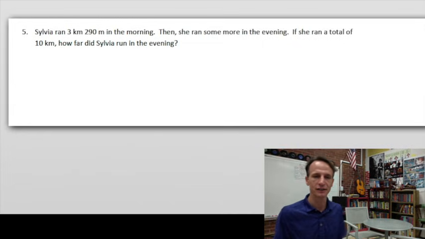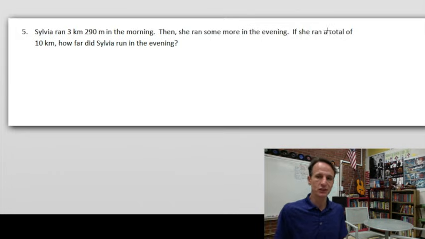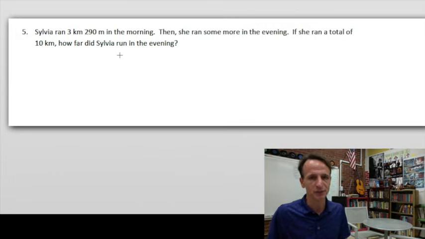Here we go. Topic in number 5 is near and dear to my heart, running. Sylvia ran 3 kilometers, 290 meters in the morning. Then she ran some more in the evening. If she ran a total of 10 kilometers, how far did Sylvia run in the evening?